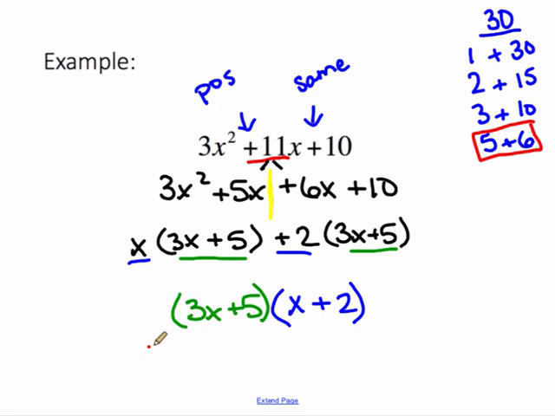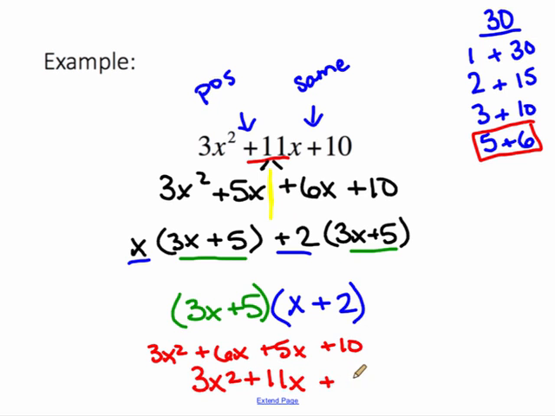3x times x is 3x squared. 3x times 2, 5 times x, 5 times 2. And when we simplify that, 3x squared plus 11x plus 10. This should be the same as this, and they are. That means that you factored correctly.